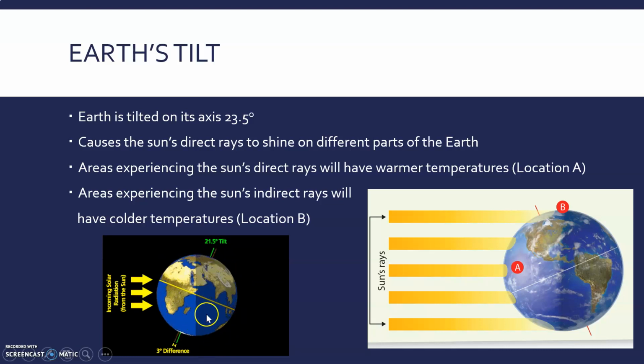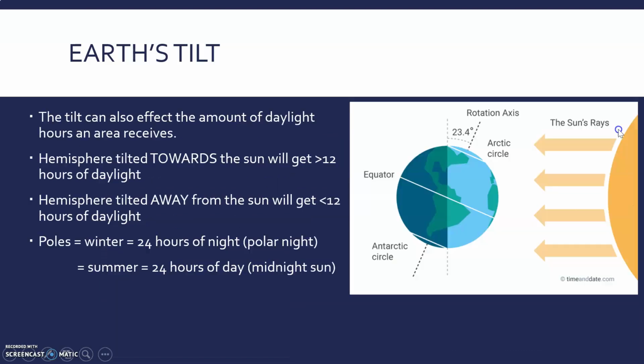The southern hemisphere is tilted towards it. Notice down here at the South Pole, they are always in daytime, and the North Pole is always in darkness. The opposite's true on this picture. The North Pole is tilted towards the sun, always in daytime, but the South Pole is tilted away and it's always in darkness. So this affects the amount of daylight hours an area receives.